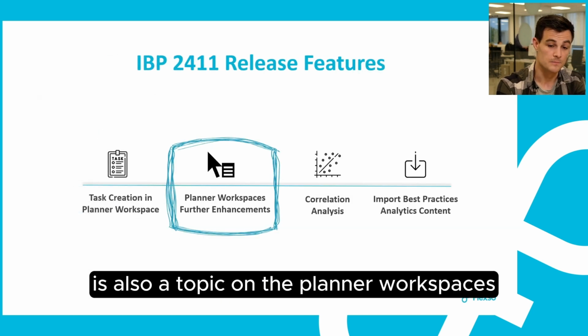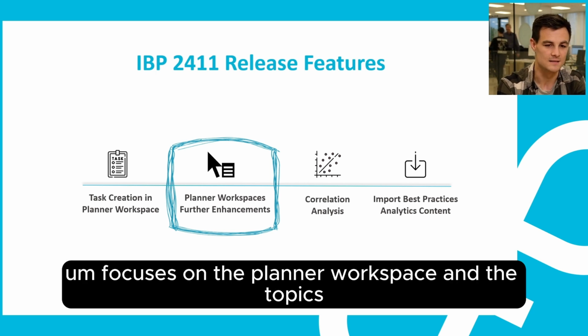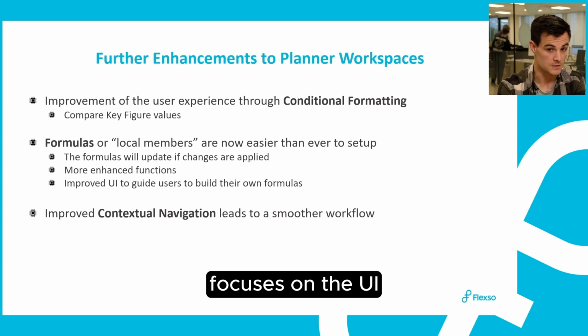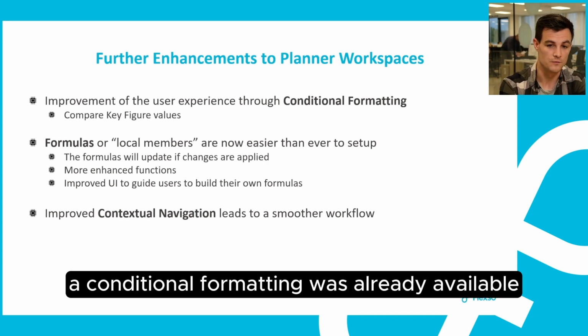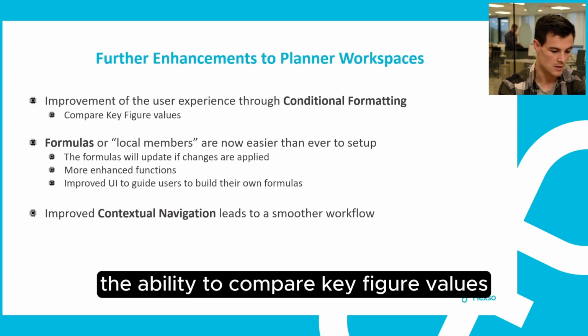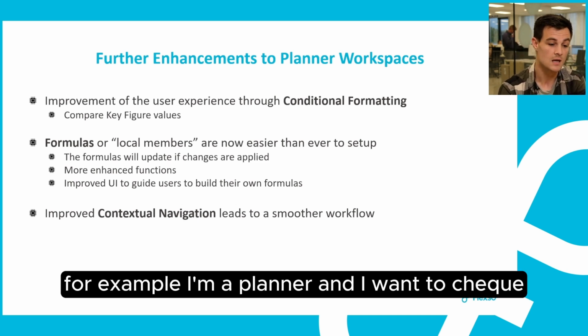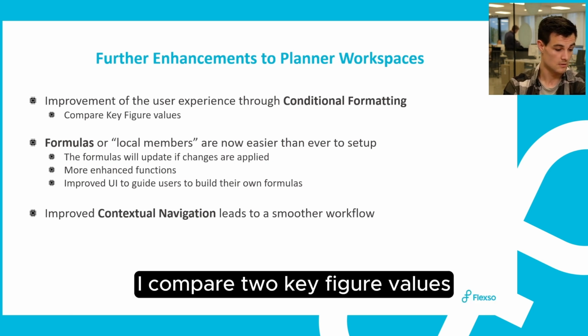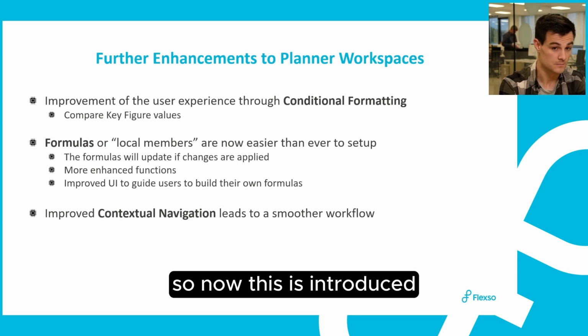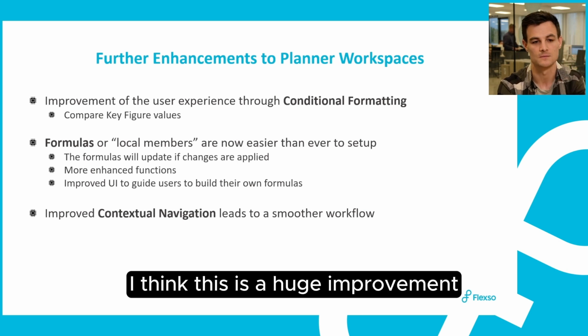The next topic is also a topic on the Planner Workspaces. So we really see that SAP focuses on the Planner Workspace, and the topics, it's more a bundle of topics, focuses on the UI. So previously, conditional formatting was already available, but in my opinion, something was lacking, and it was the ability to compare key figure values. For example, I'm a planner and I want to check if my projected stock drops below my safety stock. I compare two key figure values. This was not possible before 24/11. So now this is introduced. I think this is a huge improvement.